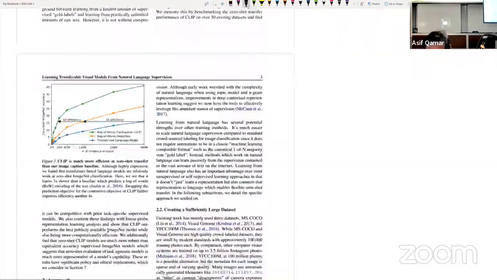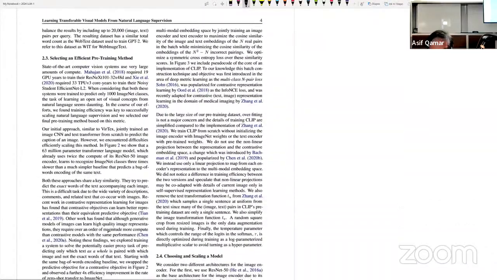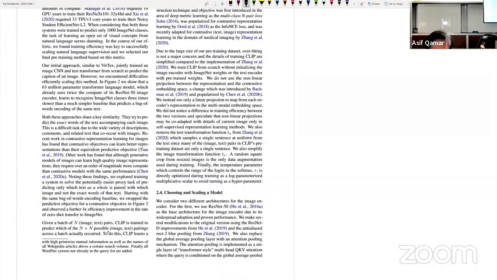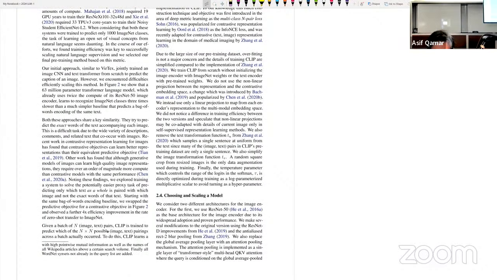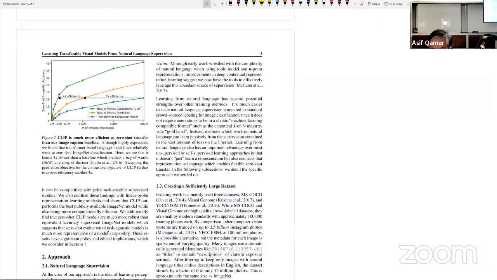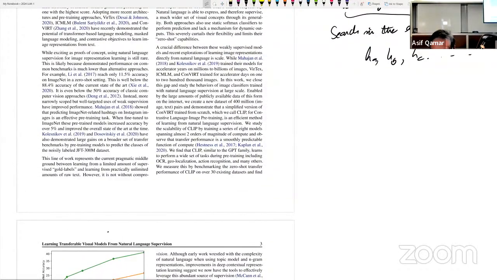So I think approach, here it is, selecting an efficient pre-training method. Somewhere they say this is what we call CLIP. It's the last paragraph on the right on page 2. We call it CLIP, for Contrastive Language-Image Pre-training. So that's where you're using a contrastive loss function.